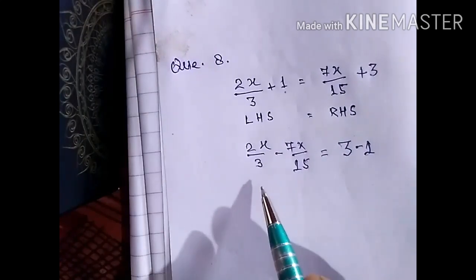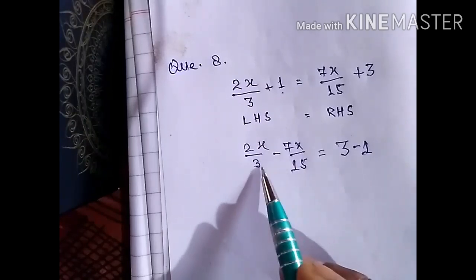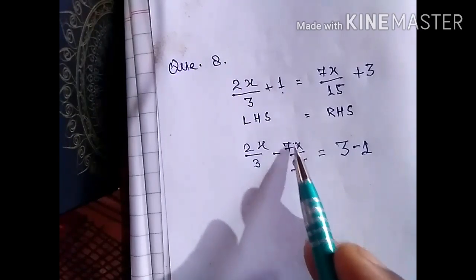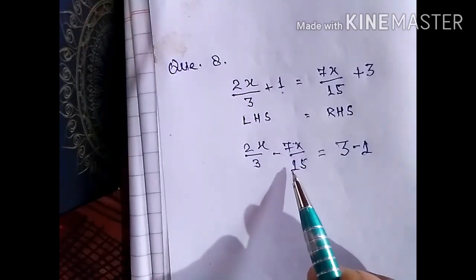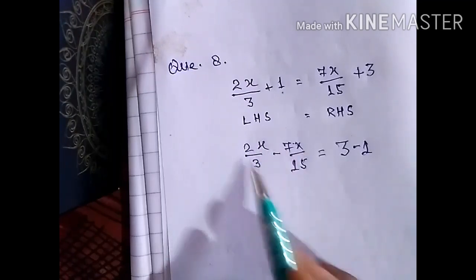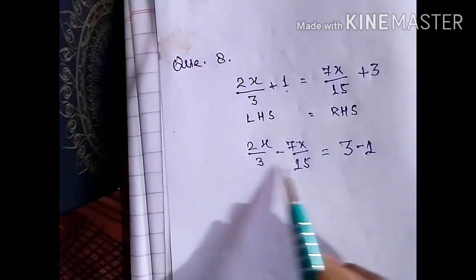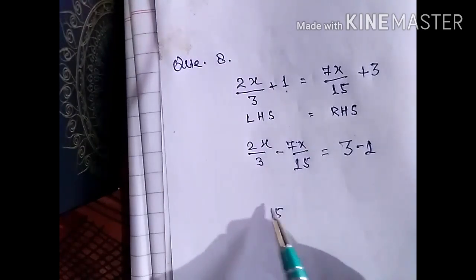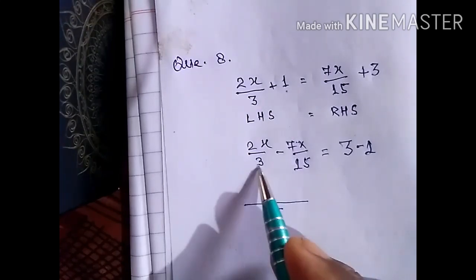In the next step, student, we have to take the LCM here. Clear, student? Because this is a fraction, that is 2x by 3, and this is again a fraction, that is 7x by 15. So to solve these fractions we have to take the LCM first. So 3 and 15, the LCM of these two numbers will be 15, student. So in place of 3 we have right here 15. So 3 times 5 is 15.